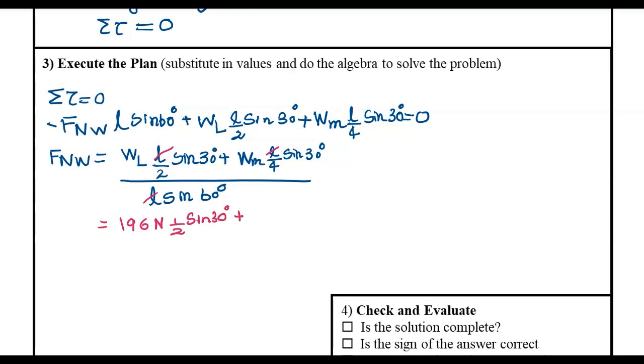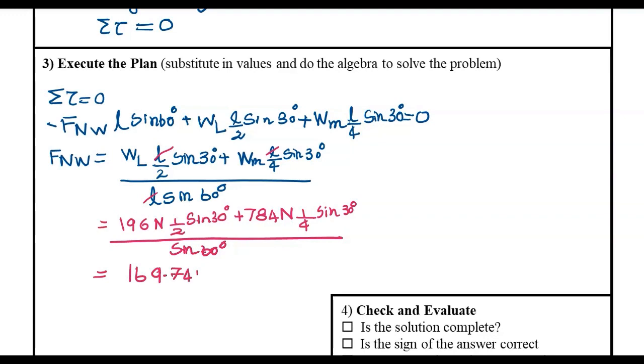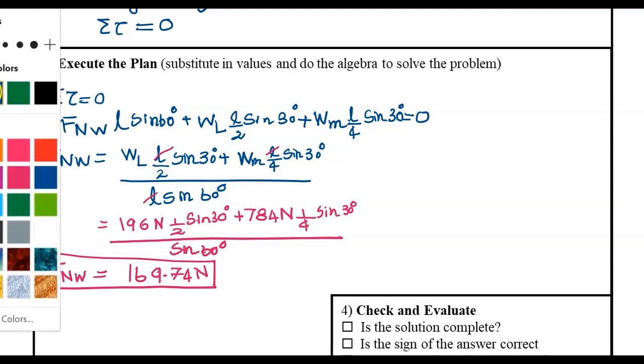And then I have the weight of the ladder, 196 newtons, times half times sine 30, plus the weight of the man, 784 newtons, times 1/4 times sine 30. Divide that by sine 60. When you solve for the normal force from the wall, you will get 169.74 newtons. So that is positive because it's acting to the right. We have specified right as positive.